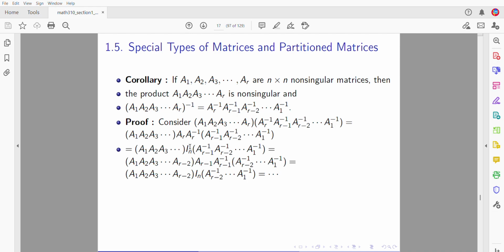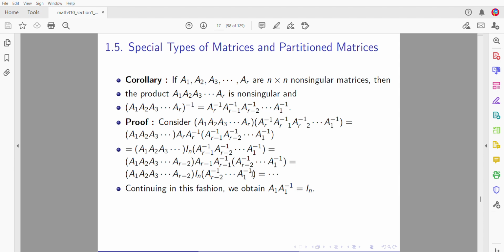Identity times anything is anything. So this times this is this. So we have just forgotten the identity. Again, what do we do? Take the AR minus 1 and merge it with the AR from here. So pull out the AR minus 1 here and AR minus 1 inverse over here. So the end ones from the middle are to be combined. Everybody else is outside. So the middle one is back to identity. Keep doing this until you get the last one, A1 and A1 inverse.